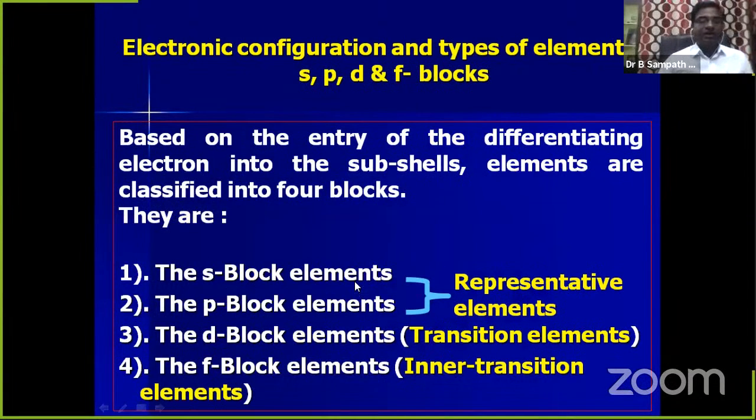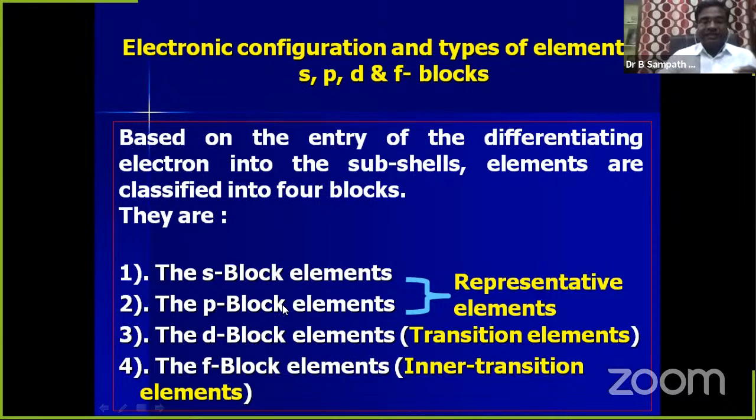S-block elements, P-block elements, D-block elements and F-block elements. If the differentiating electron enters into the S orbital, that is S-block elements. If it enters into the P subshell, that is P-block elements. If it enters into the D subshell, that is called D-block elements. And if it enters into the F subshell, that is called F-block elements.